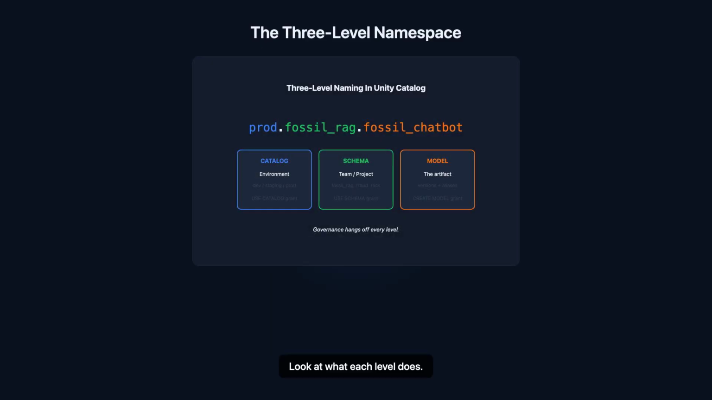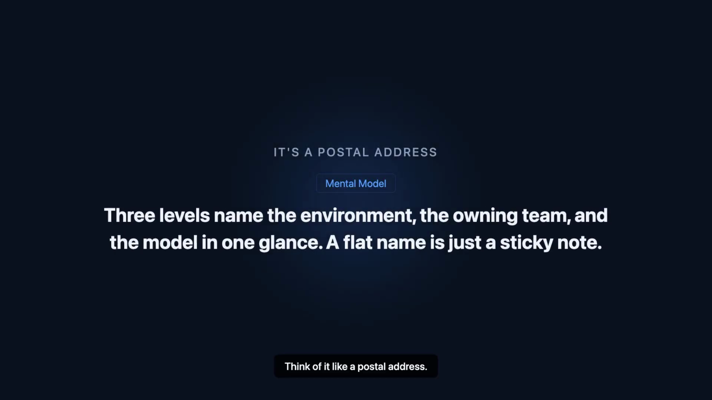Look at what each level does. The catalog is the environment, typically dev, staging, or prod, and accessing it requires a USE CATALOG grant. The schema is the team or project domain, like fossil_rag or fraud or rex, gated by a USE SCHEMA grant. The model is the artifact itself, which holds versions and aliases, and creating one requires a CREATE MODEL grant. 3 names, 3 permission boundaries. That's why governance feels native instead of bolted on. It's literally baked into the address of every model. Think of it like a postal address.